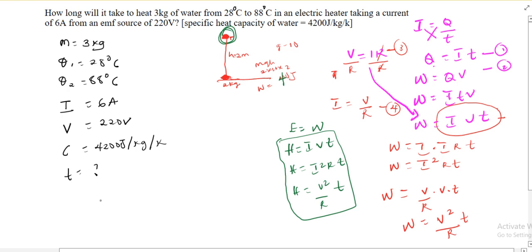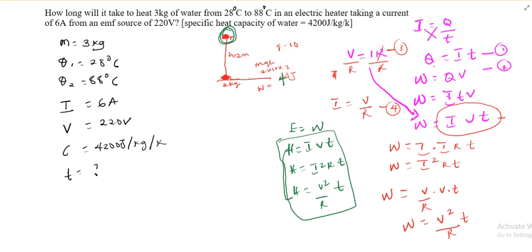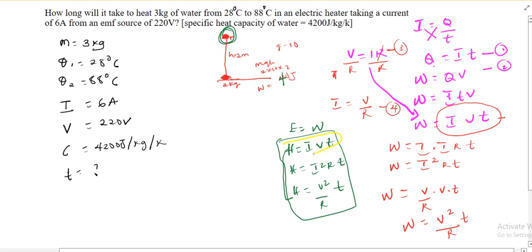So the heat lost by the heater now, we will pick either of these depending on what you are given in the question. In our question here, we are to find the time taken, and we are given the current and the voltage. So that is IVT. We have to use this one for the question. So our heat lost by the heater equals IVT, equals the heat gained by the water, which is mc theta.